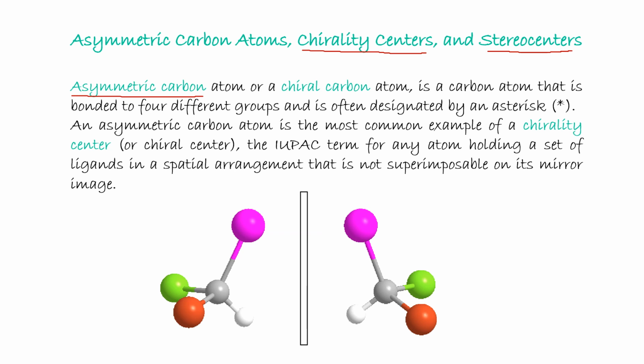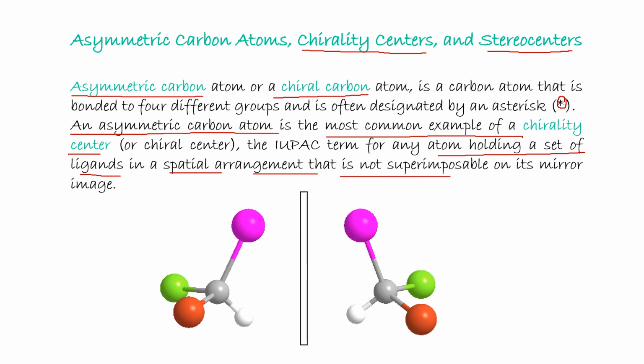An asymmetric carbon atom, or chiral atom, is a carbon atom that is bonded to 4 different groups, designated by a star or asterisk. An asymmetric carbon atom is the most common example of a chirality center. In IUPAC terms, any atom holding a set of ligands in a spatial arrangement that is not superimposable on its mirror image is a chirality center, or chiral center.